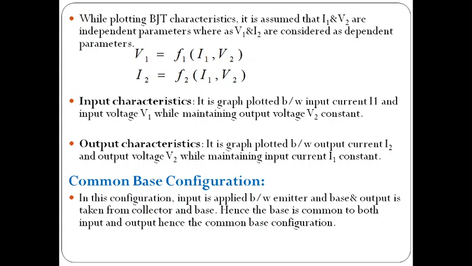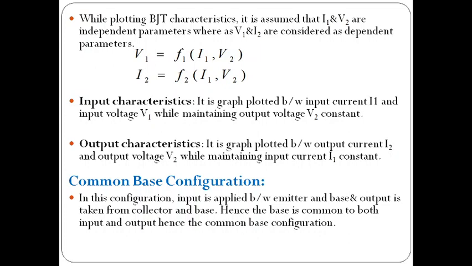One is input characteristics. In this, we draw the graph between input voltage and input current by considering the output voltage as constant. And the second one is output characteristics. Here, we draw the graph between the output voltage and output current by considering the input current as constant. These are the two VI characteristics of the BJT, that is, input characteristics and output characteristics.